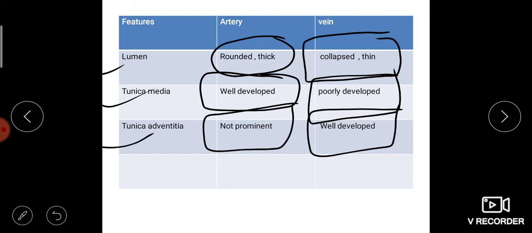Now you can write the difference in internal and external elastic lamina in an artery and a vein. Internal and external elastic laminae are features of the artery. Okay.